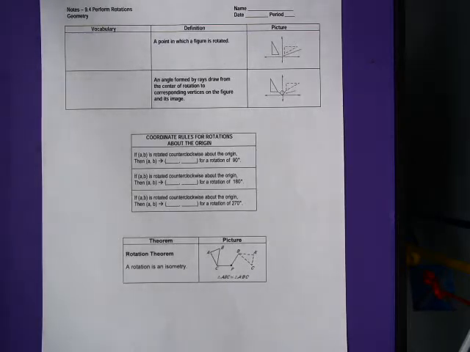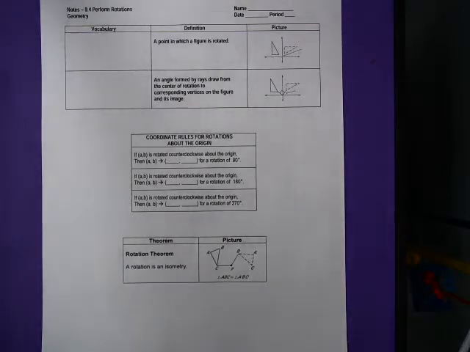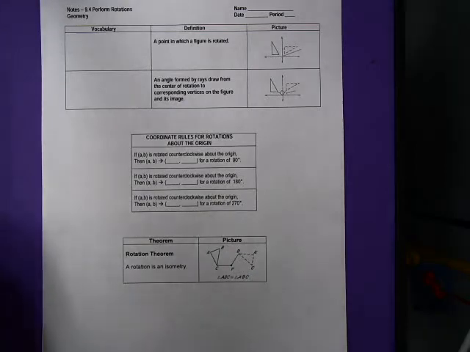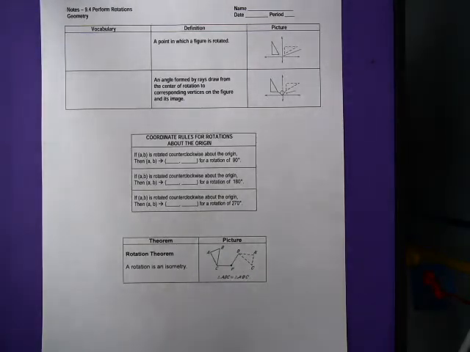All right, students, we are continuing our transformation unit, and today we are going to focus on a type of transformation called rotation. The first vocab word that we're going to talk about is where does the shape rotate around? How do we rotate a shape?